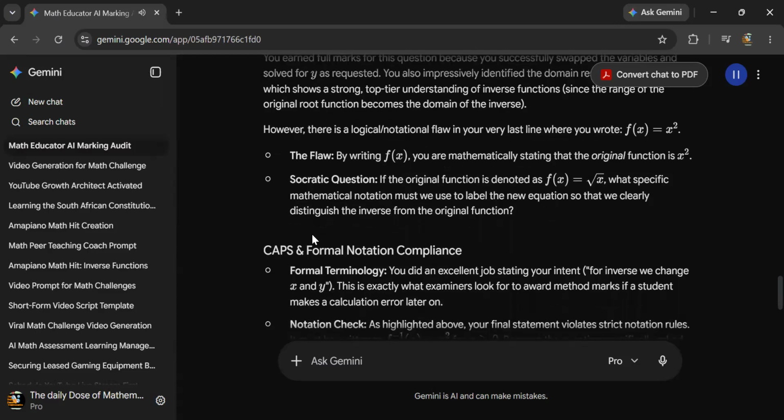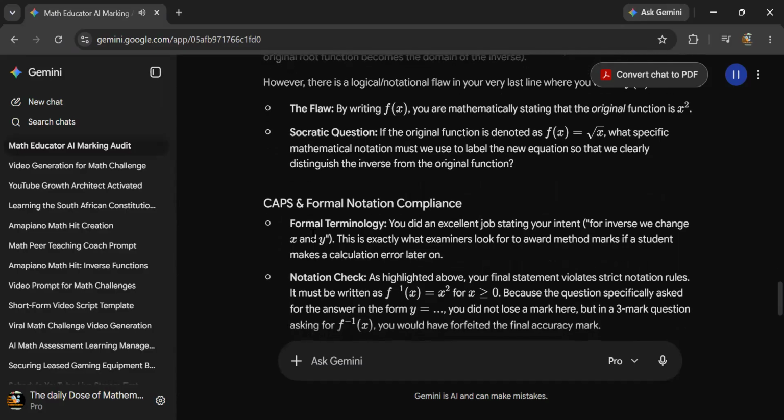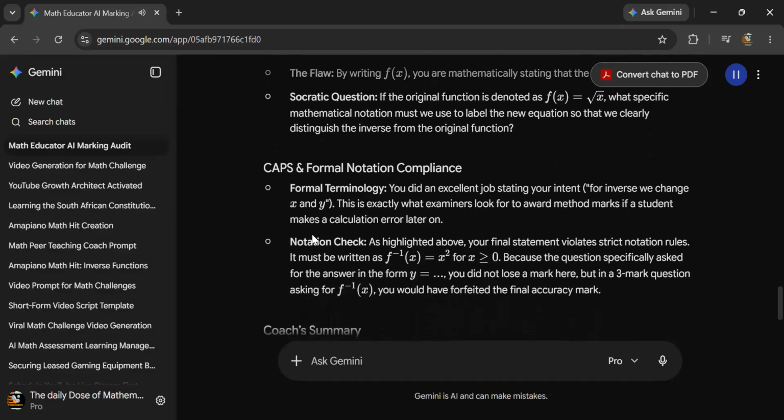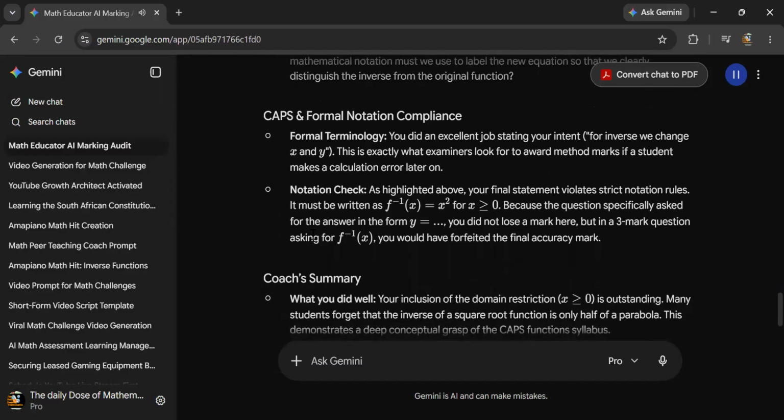Socratic question. If the original function is denoted as f(x) equals sqrt x, what specific mathematical notation must we use to label the new equation so that we clearly distinguish the inverse from the original function? CAPS and formal notation compliance. Formal terminology. You did an excellent job stating your intent: for inverse we change x and y. This is exactly what examiners look for to award method marks if a student makes a calculation error later on.